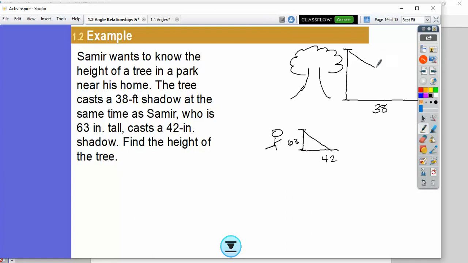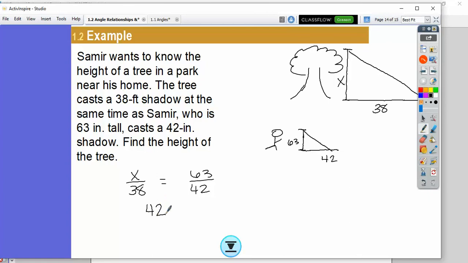So we have two triangles. I'm trying to find the height of this one, so I'm looking for x. So if we set up our proportion, what would it be? Sierra? X over 38, and then 63 over 42. Yeah.